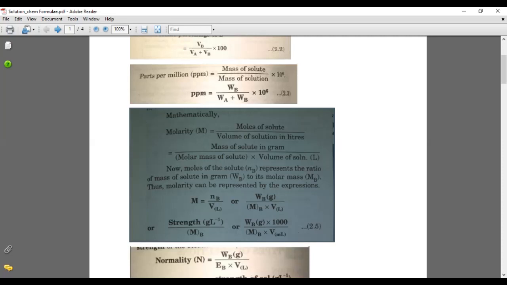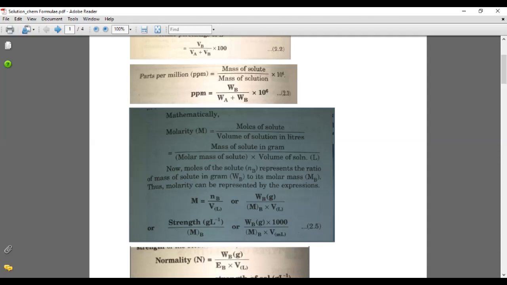Number of gram equivalents of a solute dissolved in 1 liter of the solution at the given temperature. The very short definition is gram equivalent per liter. Gram equivalent means the number of gram equivalents of the solute dissolved in 1000 ml of the solution at the given temperature.